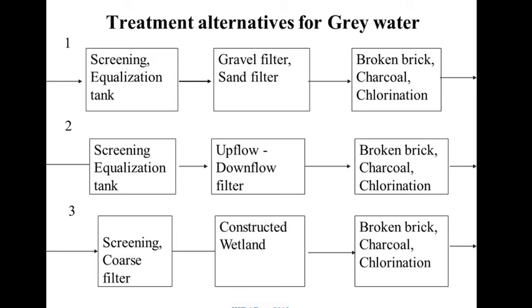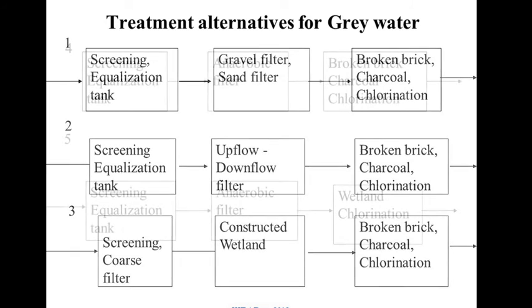So first, screening for removal of floating solids, equalization tank for the removal of suspended solids and to obtain the least variable quality effluent, then gravel filter and sand filter, finally broken brick charcoal filter, and at the end chlorination. Secondly, screening and equalization tank, upflow downflow filter, and similarly again broken brick charcoal and chlorination. Third, screening and coarse filter we can use. Then we can use constructed wetland plants, and finally the charcoal filter and chlorination.